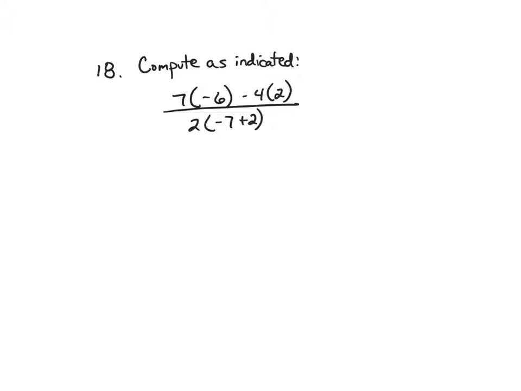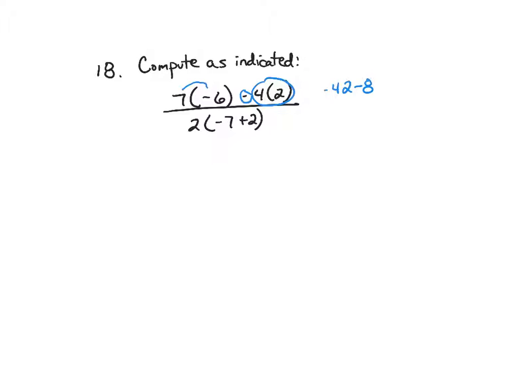In problem number 18, I am going to figure out what the numerator is and what the denominator is separately first. As far as the numerator goes, I need to first multiply 7 times a negative 6. That gives me negative 42. I have negative 42, subtract, and then 4 times 2 gives me 8. So I have negative 42, subtract 8.